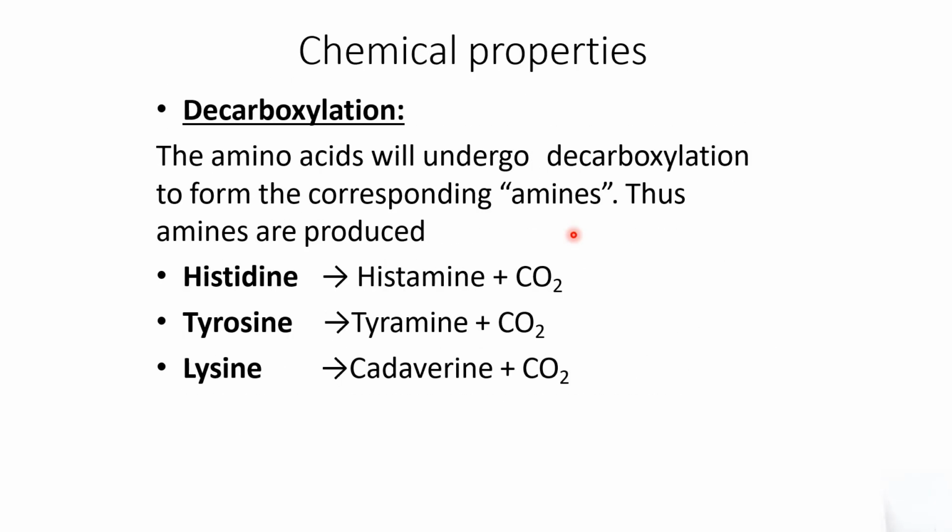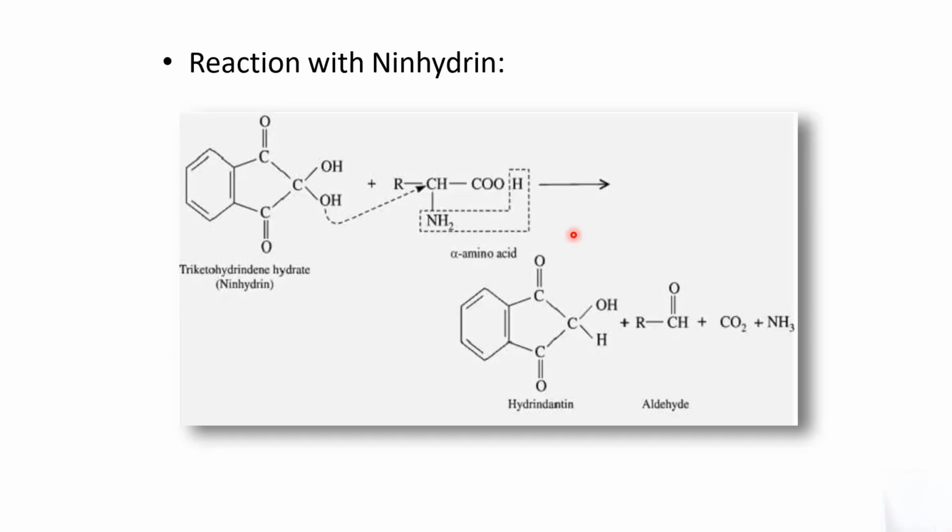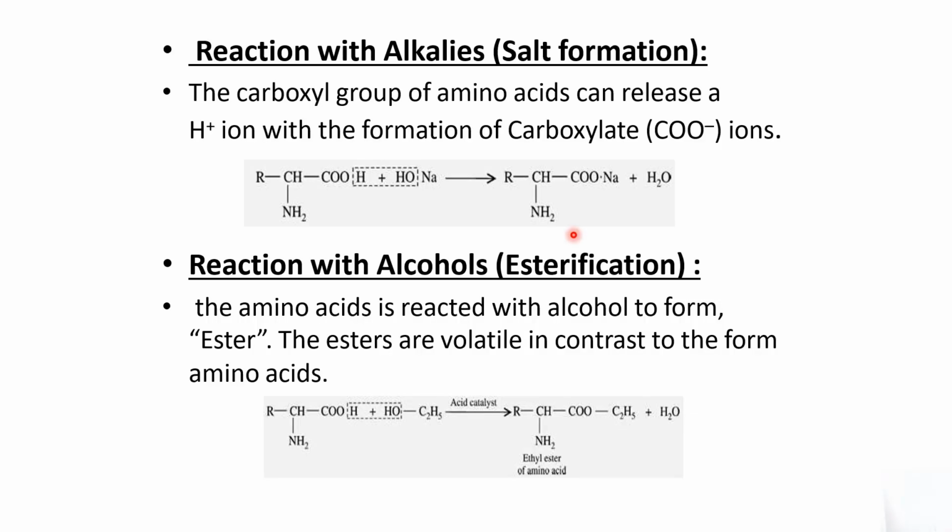We have talked about the physical properties. We have talked about chirality in one of the last classes. Amino acids will undergo decarboxylation to form the corresponding amines. They can be like histidine to histamine, tyrosine to tyramine, lysine to cadaverine, all of these.